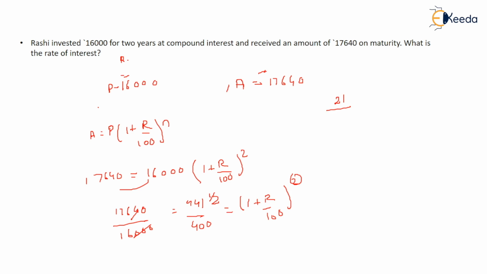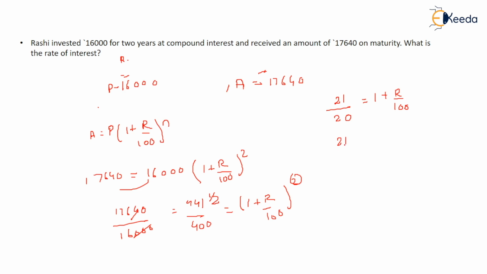So this is simply 21 square and this is 20 square, right? Equivalent to 1 plus R by 100, right? So you can simply subtract this one. After subtracting this, and multiplying this from this side, you will get the desired amount.